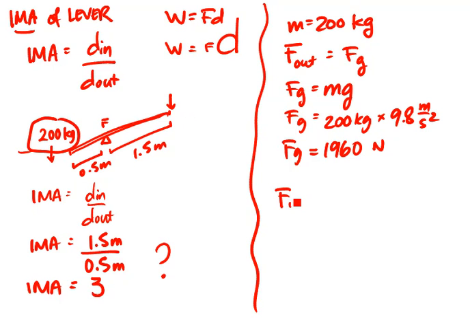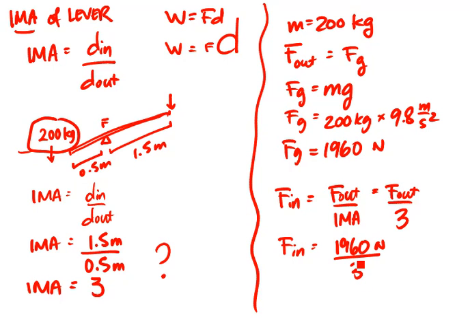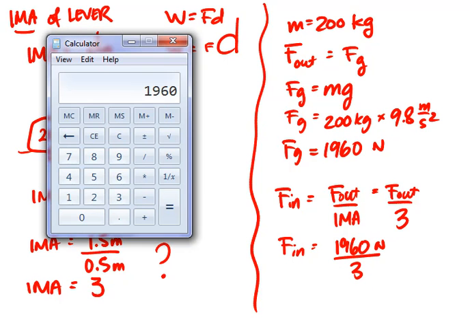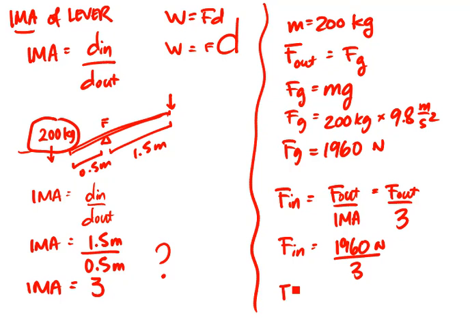So my F in will be equal to F out divided by the IMA, or F out divided by 3, because it is 3 times easier to lift it. Well, we learned before that F out is the same thing as its weight. So F in, what I need to put in, is 1,960 newtons divided by 3. Using the calculator, if I divide this by 3, I get that I need about 653 newtons of effort.